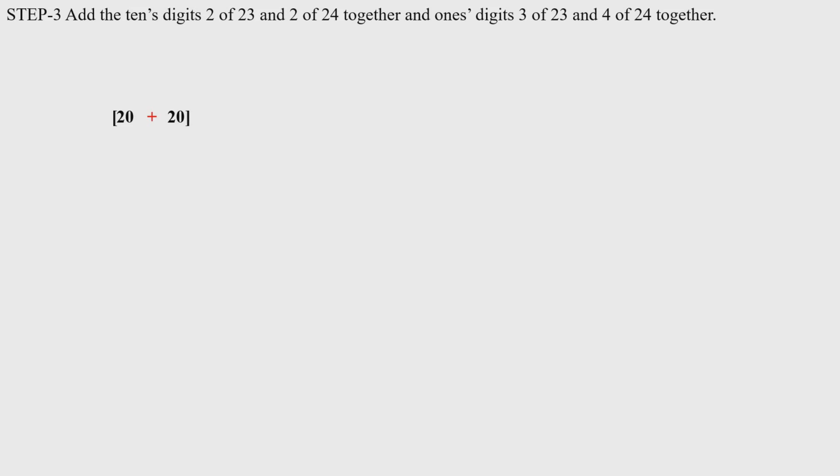And ones digits 3 of 23 and 4 of 24 together. Now we will add 3 plus 4 and put these numbers in bracket. We get 20 plus 20 is equal to 40, plus 3 plus 4 is equal to 7. So the sum of 23 and 24 is 47.